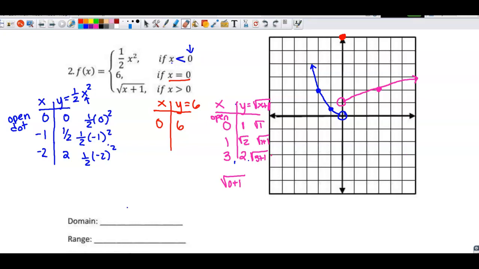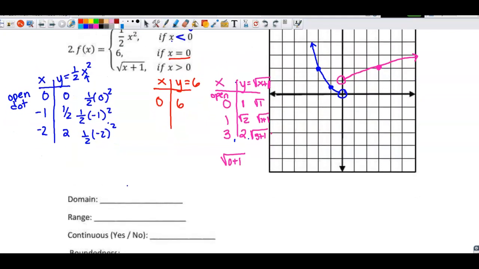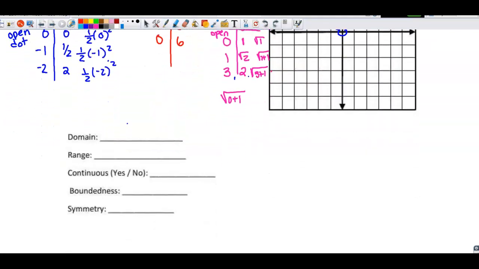Okay, one thing to always look at when you have drawn a piecewise function is, does my function pass the vertical line test? Have I not filled in too many dots? If you had made this dot solid or this blue dot solid, then it would not pass the vertical line test. But right now, this does definitely pass the vertical line test. So this is a function, which is what we want. All right, let's answer these questions, domain and range.